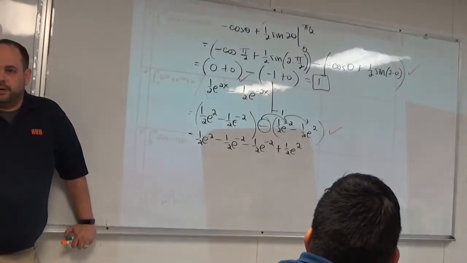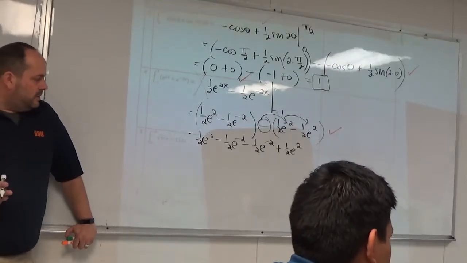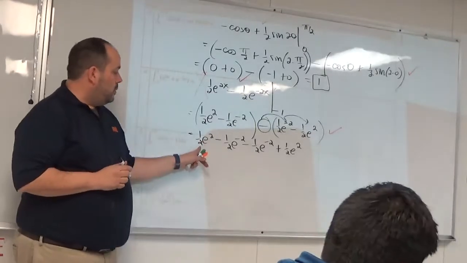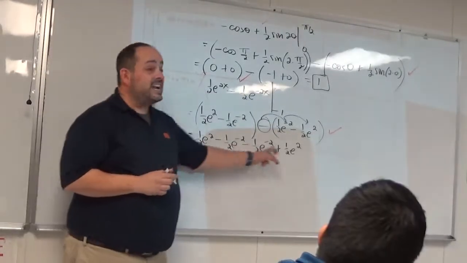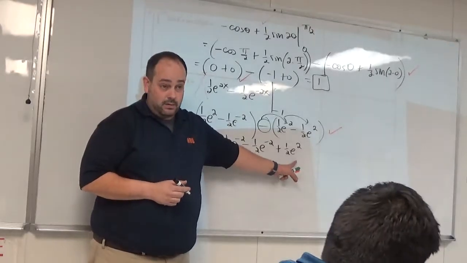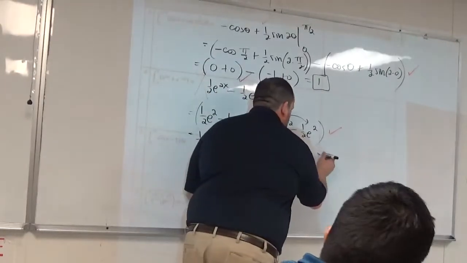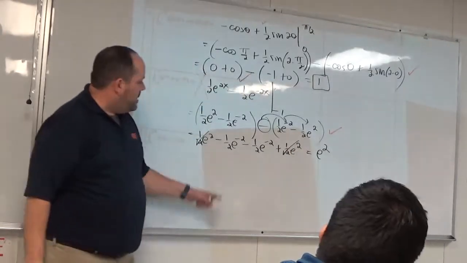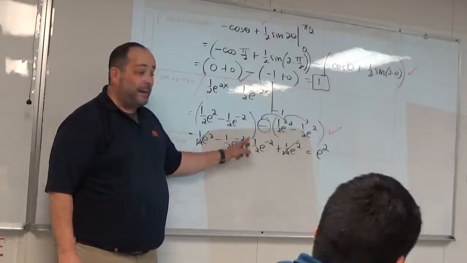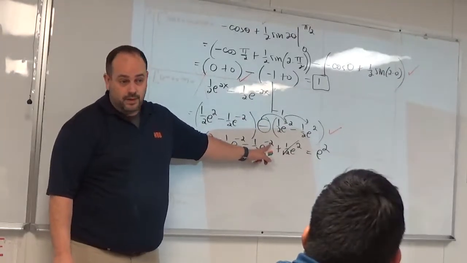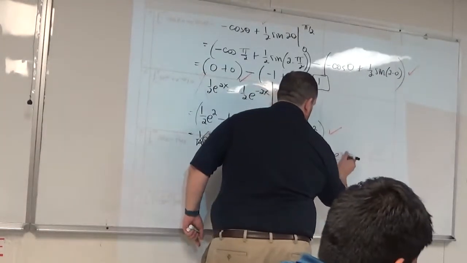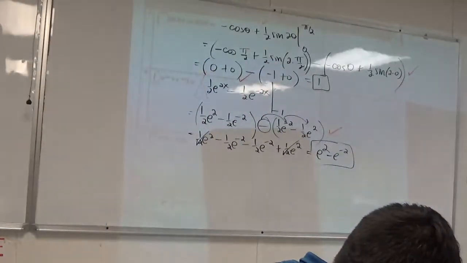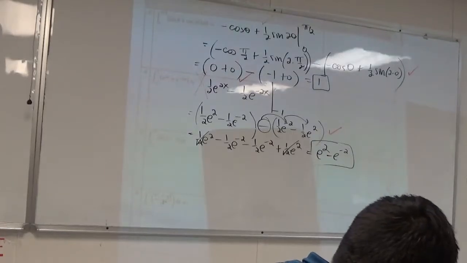What else could we do here? What else can we do, Paul? What do you see? Where do you see like terms? 1/2 e squared with another 1/2 e squared is really e squared, right? 2/2 e squared or e squared. So that's this guy here and that guy here. Minus 1/2 e to the negative 2 minus 1/2 e to the negative 2 is just going to be minus e to the negative 2. All right, we've got about 6 minutes left.